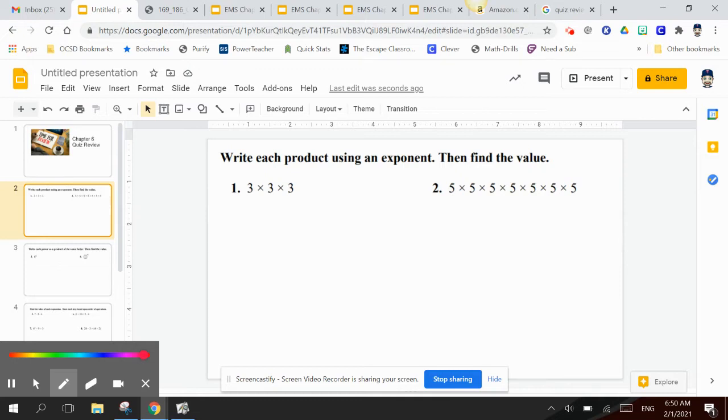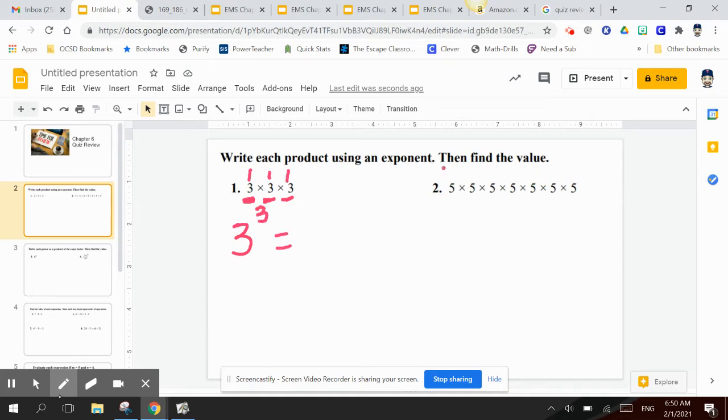So to find your exponent, 3 is going to be my base number because it's the number that is being multiplied. How many of them are there? There's 1, 2, 3, so my exponent is 3. Then I have to find the value. So 3 times 3 is 9, and 9 times 3 is 27.